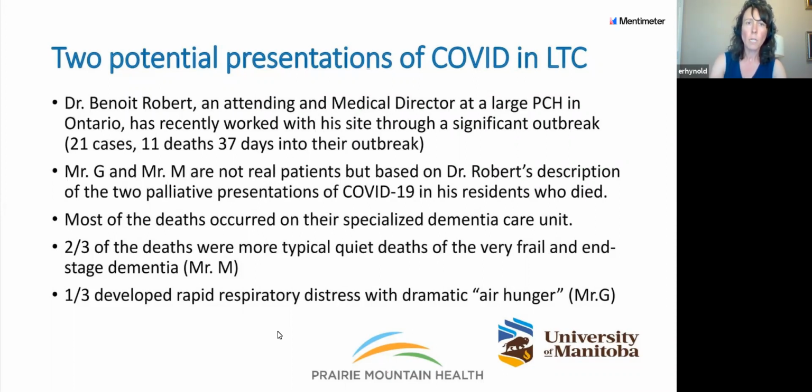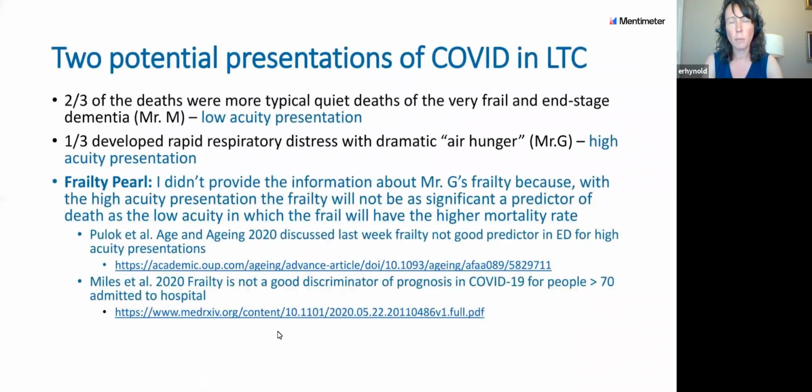So this is going to just be a little bit of reinforcing some of the teaching from the last couple weeks. If you had to describe the two presentations, that first presentation could be called the low acuity presentation of COVID-19 in Dr. Robert's experience, personal care home dementia population. And the 1/3 are the high acuity presentation, the intense respiratory distress.